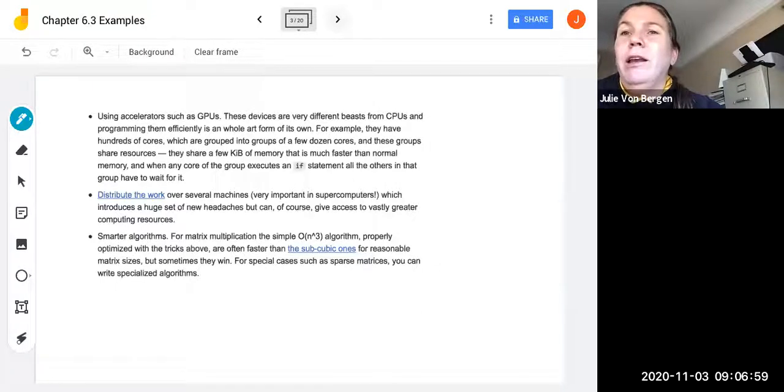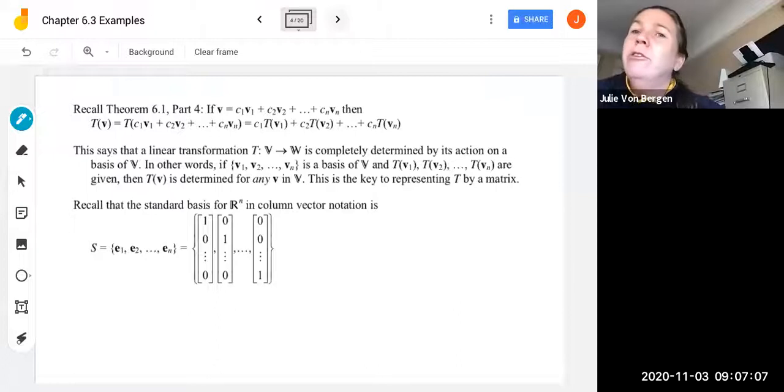So you can investigate more of why we often use matrices in coding, but that's sort of the gist of section 6.3. So let's go back to theorem 6.1. From part 4 of theorem 6.1, we saw this relationship.